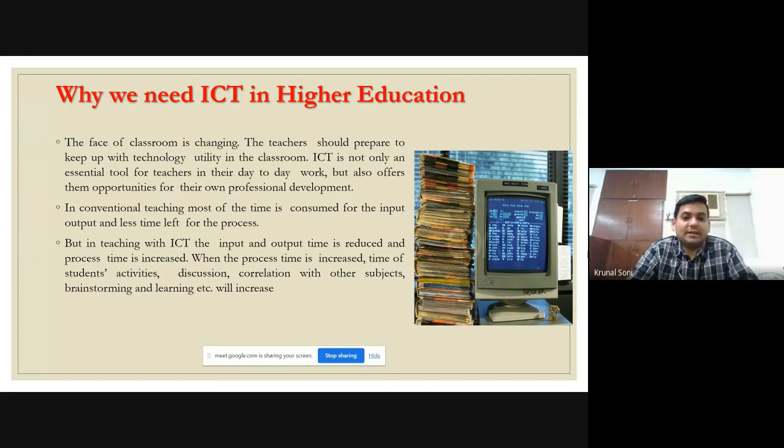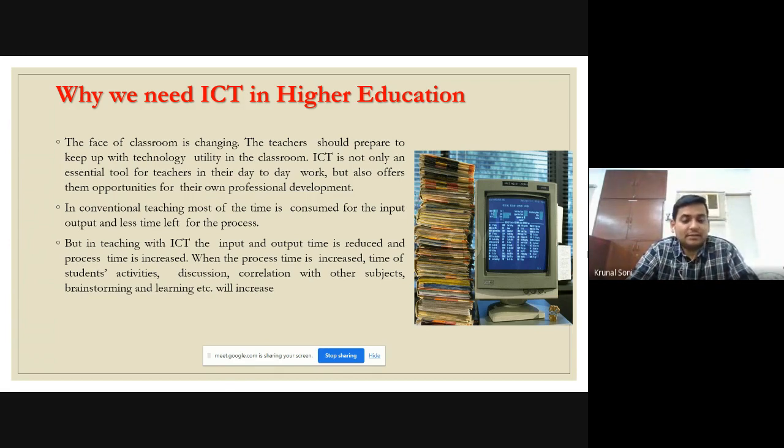So in conventional teaching, most of the time is consumed for the input and output and less time for the process. We are talking about the conventional classroom, that is the classroom which was happening before COVID-19, a physical classroom. So it was just input and output, right? We were just writing the concept and asking the answers from the students. But the real-time application part was missing before the use of ICT tools, and now it has been possible due to the ICT tools.